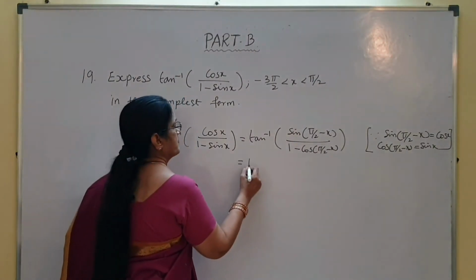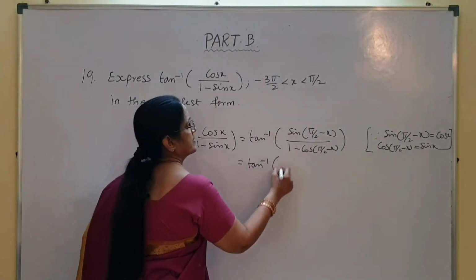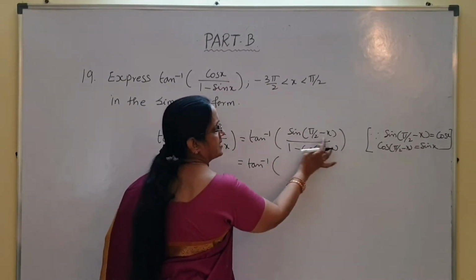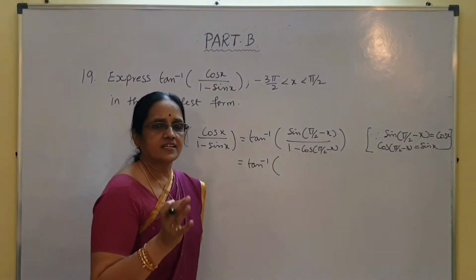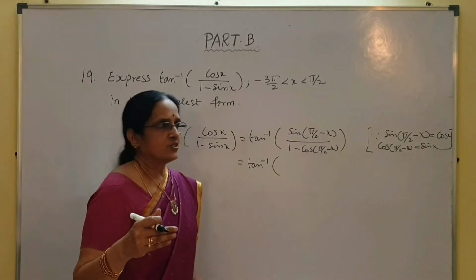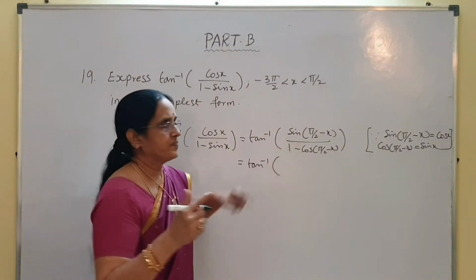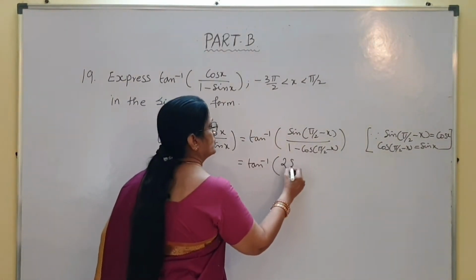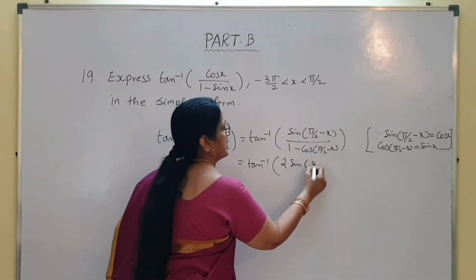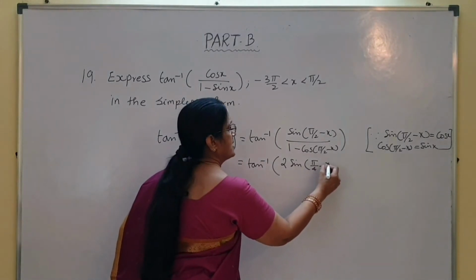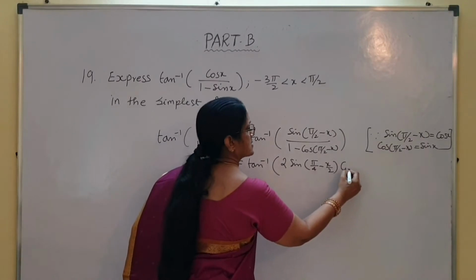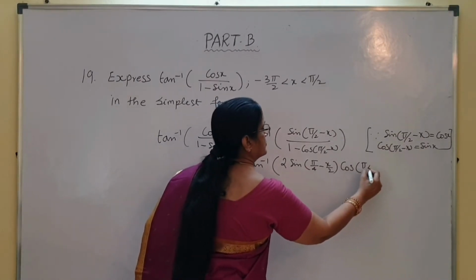So this is tan inverse. This is of the form sin theta. Take this as theta. Sin theta. What is sin theta formula? 2 sin theta by 2 cos theta by 2. So that formula I am going to make use of here. So 2 sin theta by 2. That means this will become pi by 4 minus x by 2. So 2 sin theta by 2 cos theta by 2.